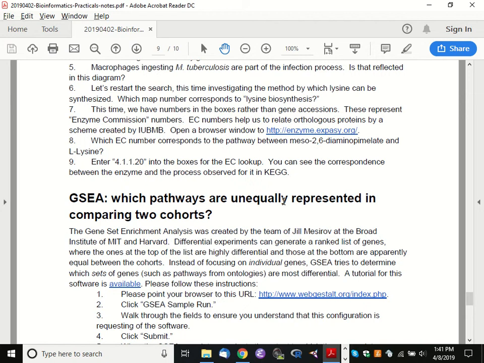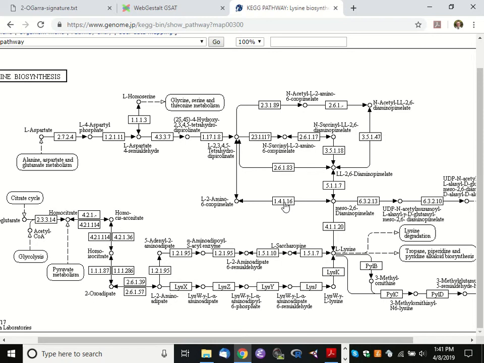Okay, I wanted to continue on. What EC number corresponds to the pathway between meso-2,6-diaminopimelate and L-lysine? Pimelate is kind of fun to say for some reason. I'm not sure why. All right. So we've got what number? Which number relates to that? How do we get from diaminopimelate? There it is. 4.1.1.20. I think I heard someone say that. Can we click it? Let's click it, see what happens.